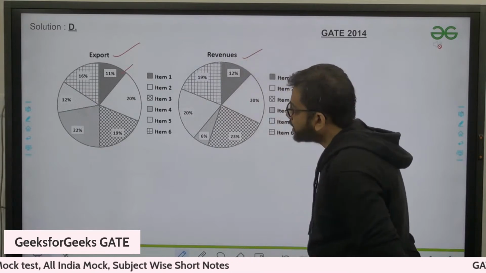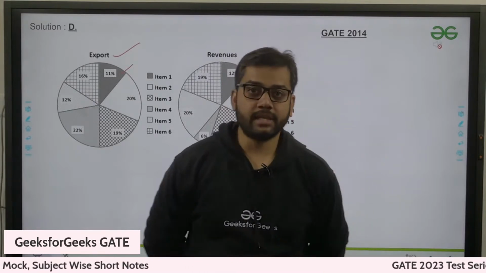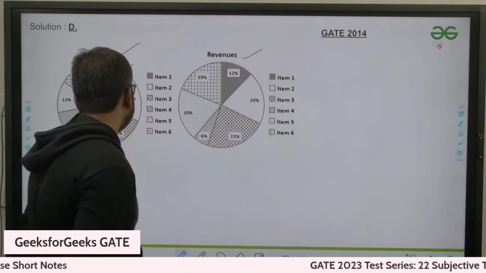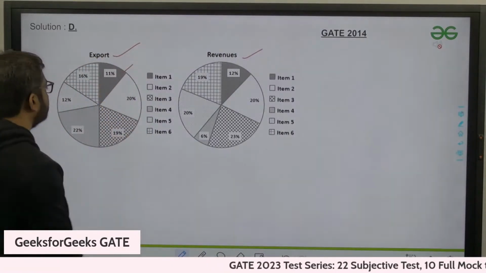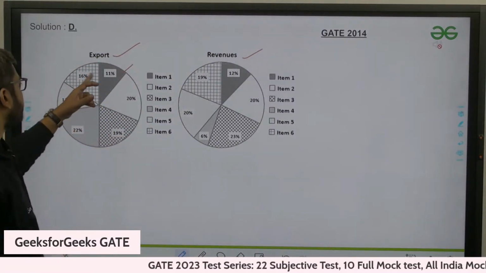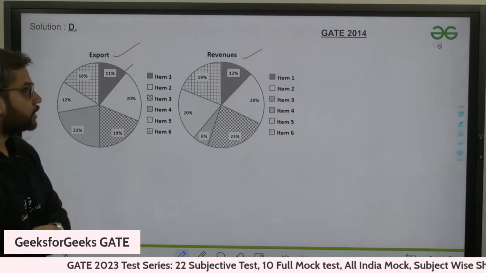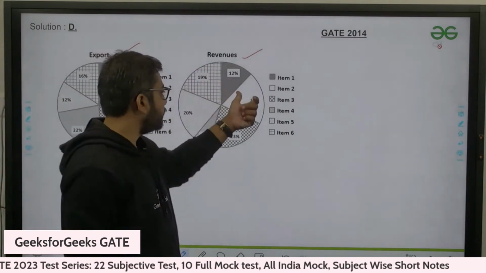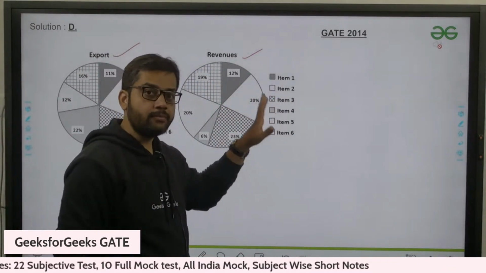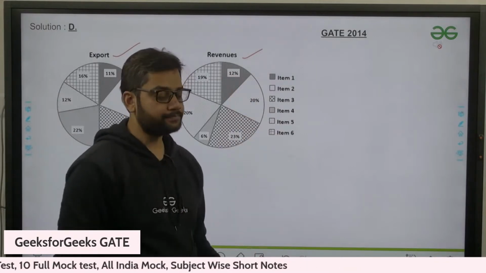So the export of items 1 to 6 is given in the format of a percentage. Again, if you add 11 plus 20 plus 19 plus 22 plus 12 plus 16, this will give you 100. So the export and the revenue data are given in the format of a percentage.